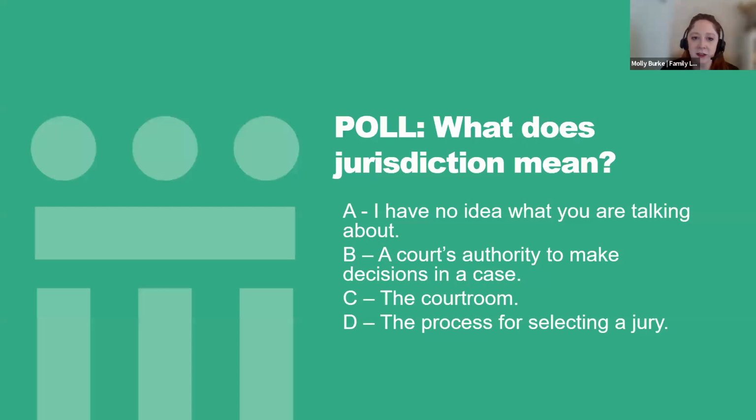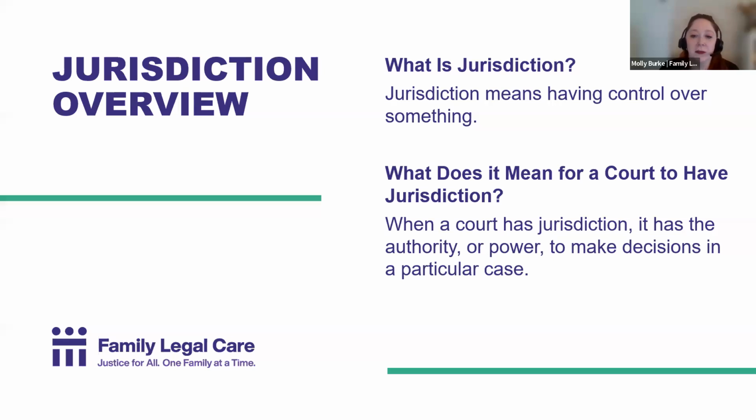Okay, let's have the results. Yes, a lot of you are right on it. Jurisdiction means having control over something. And for a court to have jurisdiction, it means that the court has the power to make a decision about your case. Generally, the court has jurisdiction or power to make a decision about a case when there's some sort of relationship to your case.